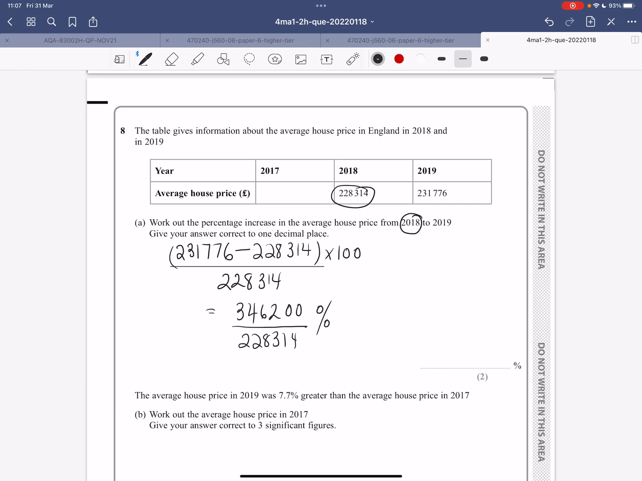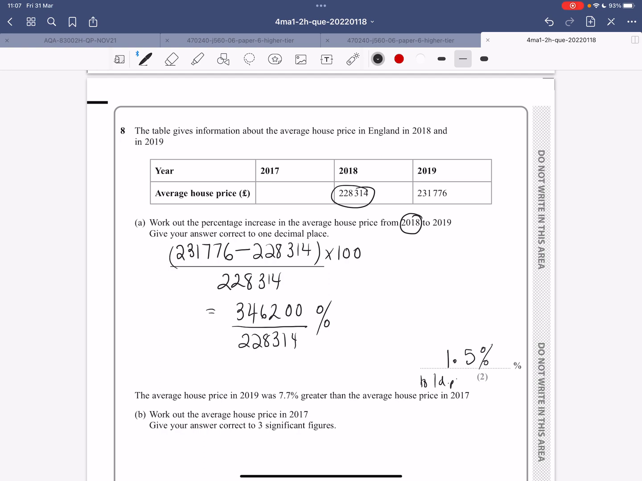Let's start again. I don't think I times it by 100 on my calculator first of all. 346200 divided by 228314. Right, I've got it as 1.5% to 1 dp. I'm just going to check that.